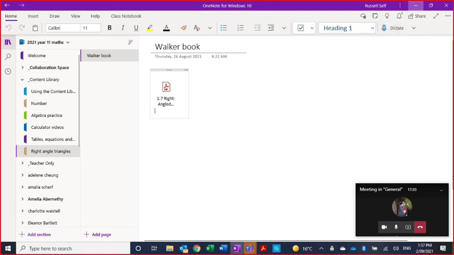Also, is this going to be an internal or an external? This one is an internal.